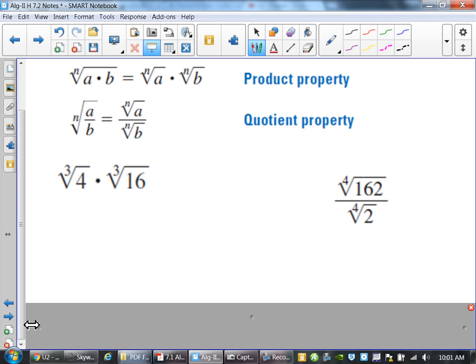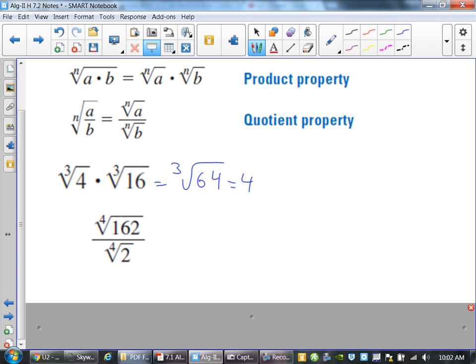When I have the cube root of 4 times the cube root of 16, that's the exact same thing as saying the cube root of 64. Convenient, isn't it? Because now, what's the cube root of 64? 4. Okay.